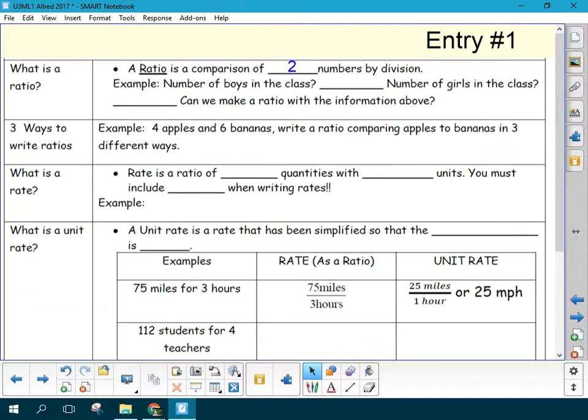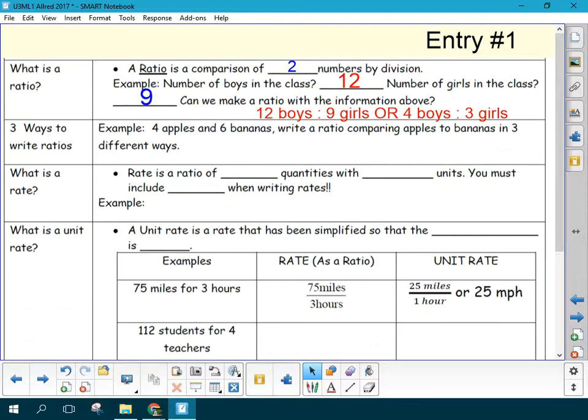For example, if I knew that my first period had 12 boys and 9 girls, then I could write a ratio of that information just like this. You've probably seen one before. I could write 12 boys with a colon to 9 girls, or I could simplify that ratio just like I simplify a fraction by dividing the first and second number both by 3. And that's the same thing as saying 4 boys for every 3 girls.